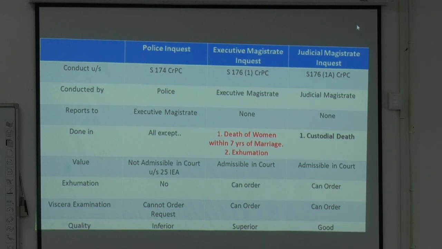Police inquest is conducted by the police, not below the rank of sub-inspector. To whom will they report? They will report back to the magistrate.